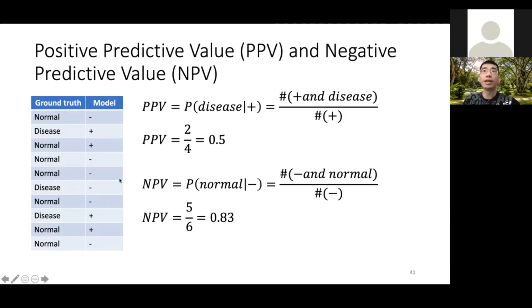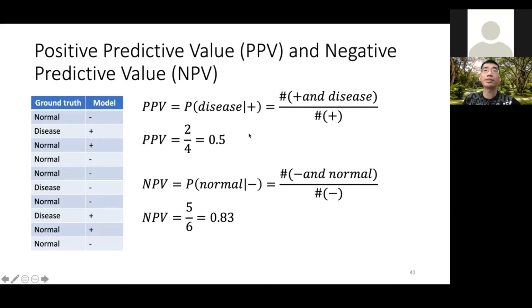So once again, we have 10 examples on which a model has made its predictions. And first, let's compute the PPV. PPV can be computed as the fraction of positive examples that are also diseased. So in the denominator, we will have the number of positive, which is 1, 2, 3, and 4, right? And in the numerator, the number of positive and disease. So there is 1 and there is 2. So we have only 2, and then we get a PPV of 2 over 4, which is 0.5, right?